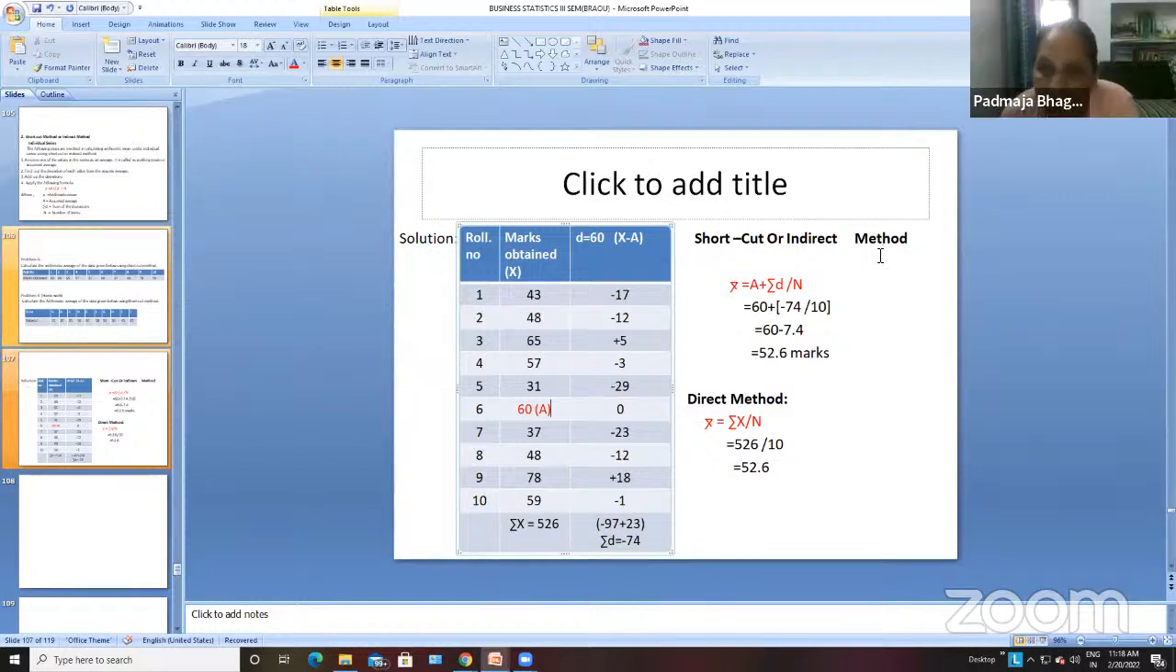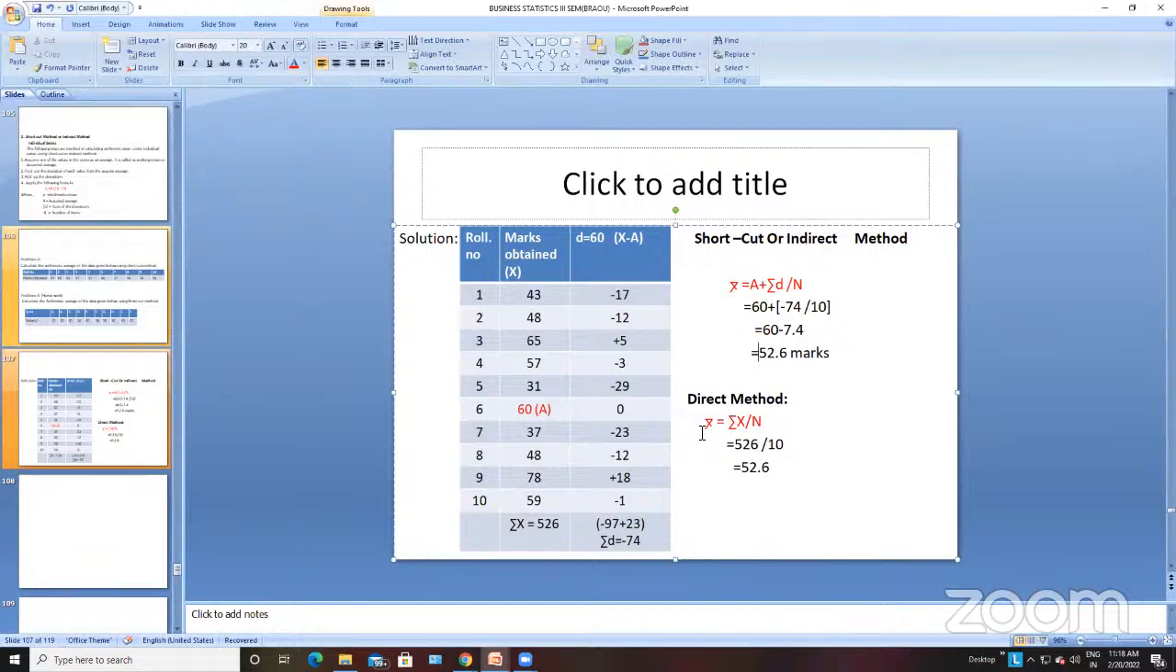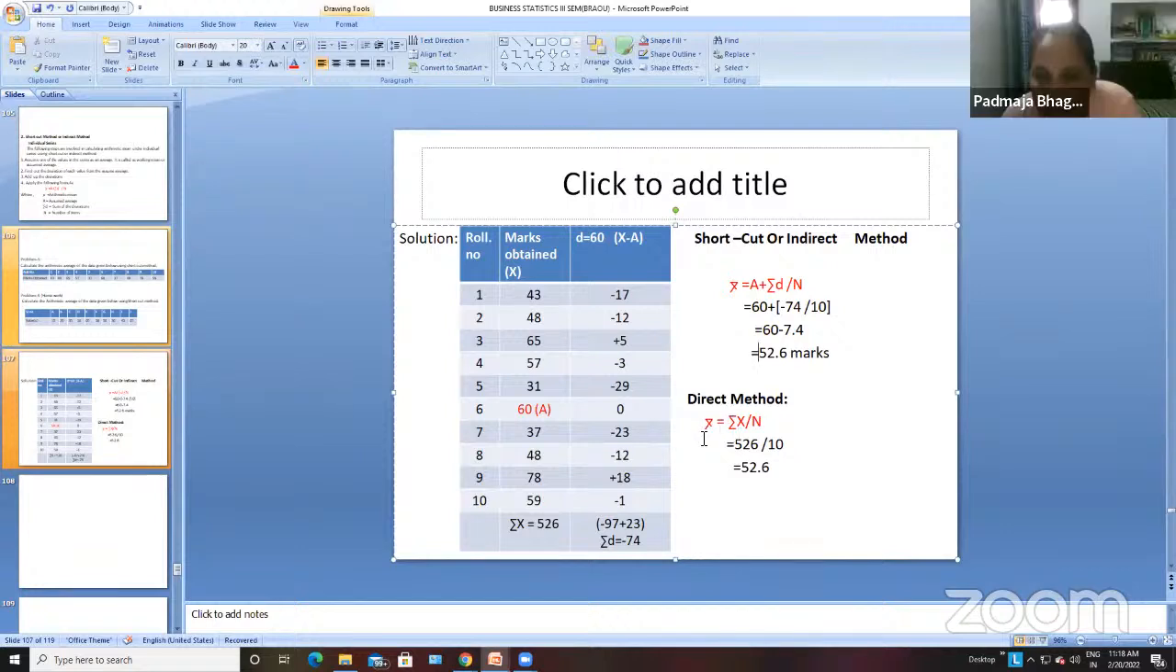So this is the shortcut method, or the indirect method. Now let us do the same problem with the direct method. Yes, ma'am. So sigma mean is equals to sigma x divided by n. 526 divided by 10 is 52.6. Whichever method we use, the answer comes the same.